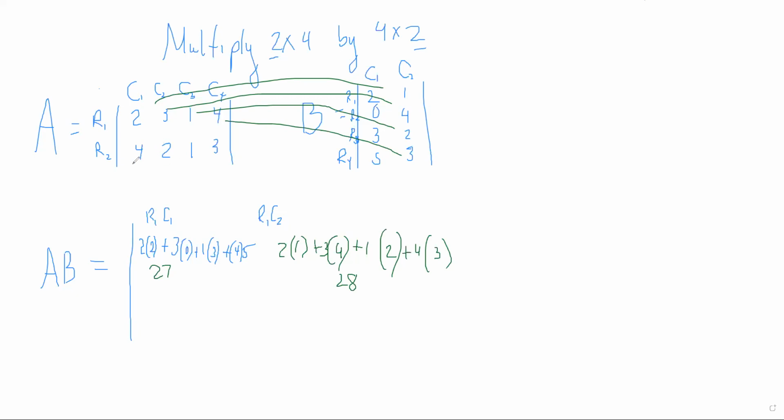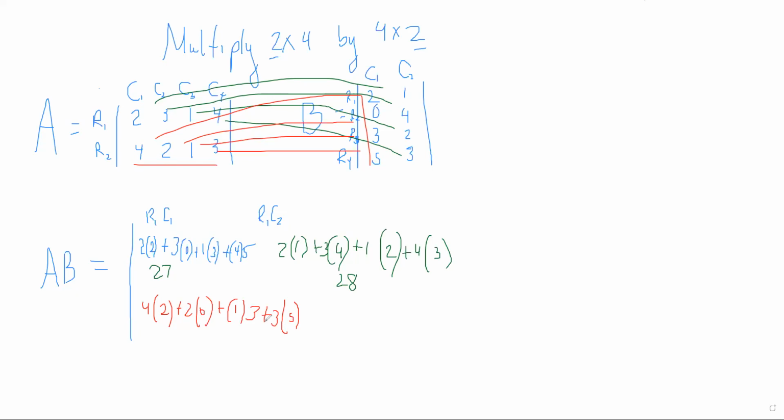Now, then you have to do row 2 and column 1, and it's this correspondence. Things I wasn't thinking about early. So 4 times 2, 2 times 0, which is 0, 1 times 3, and 3 times 5. And that's going to be a total of 8, 3, and 15. 8 and 3 is 11, and 15 is 26. Oh, nice uniform numbers.